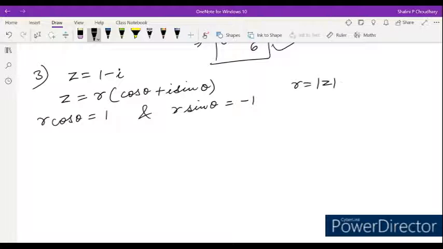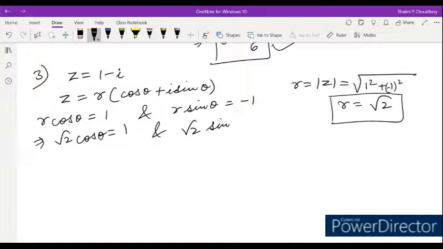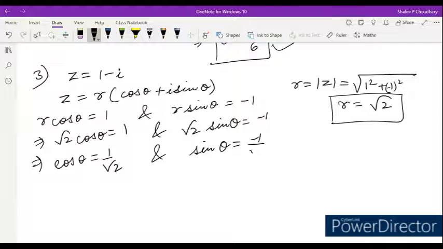R will be equal to modulus of z, that is square root of 1 square plus -1 square. So that will be square root of 2. So r is equal to square root of 2. So how we can find out? It means square root of 2 cos theta is equal to 1 and square root of 2 sin theta is equal to -1. It means cos theta is equal to 1/√2 and sin theta will be equal to -1/√2.